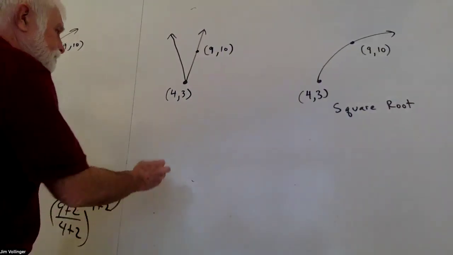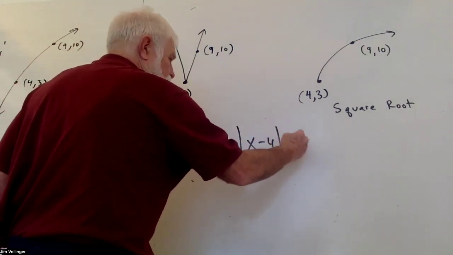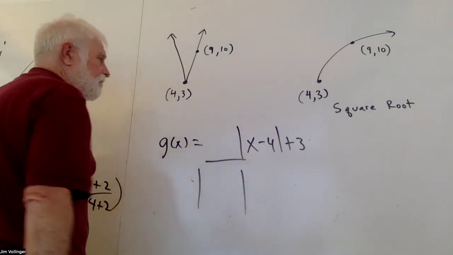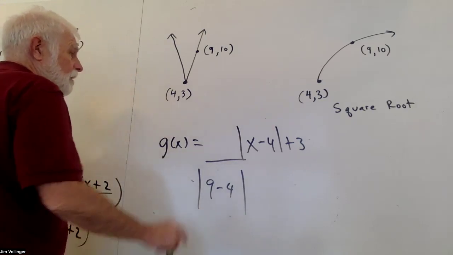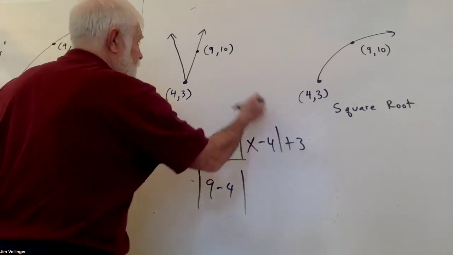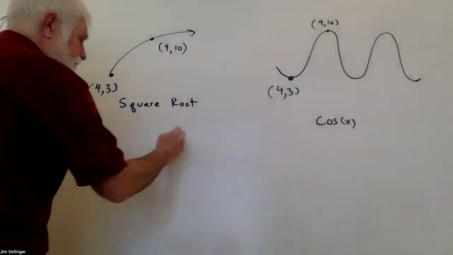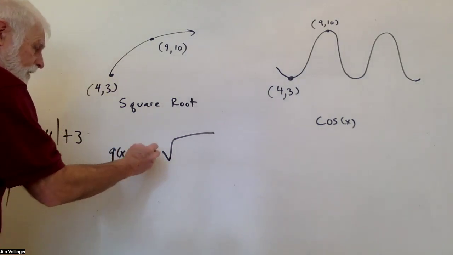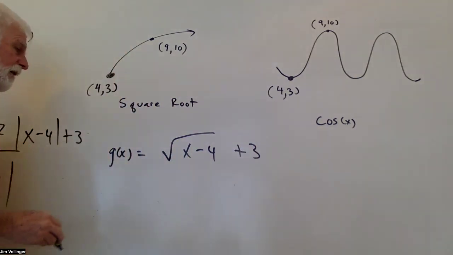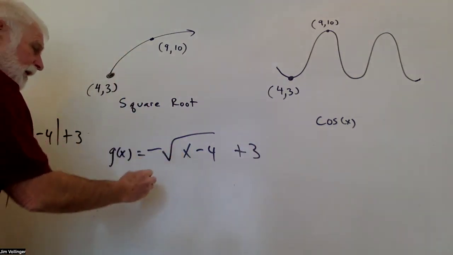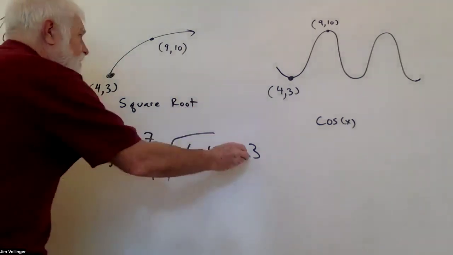Absolute value, g of x. Absolute value of x minus 4 plus 3. I'm going to get rid of that absolute value change when I drop in a 9. Okay, that creates the number 1. 1 times 7 is 7 plus 3 is 10. Square root, g of x. X minus 4 plus 3, measuring change from that location. What do I get when I drop in a 9? I get the square root of 9 minus 4. That makes a 1. 1 times 7 is 7 plus 3 is 10.